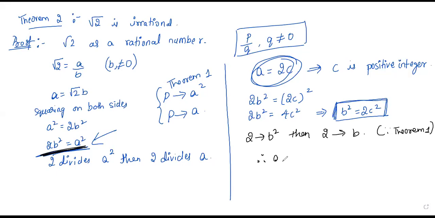Therefore, I can write that A and B have a common factor. What is the common factor? That is 2, because here 2 divides A and here 2 divides B. So both A and B can be divided by the same common factor, which is 2. Correct?